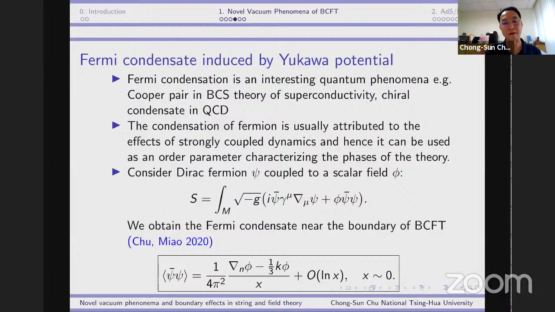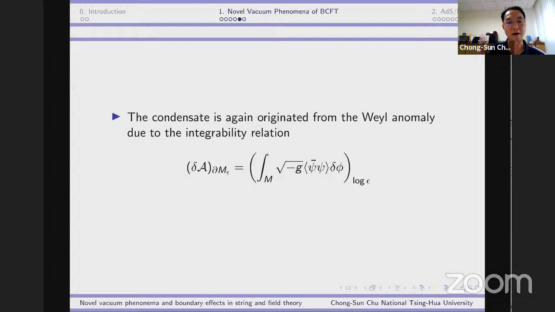So for example, the induced current I just talked about can actually occur even in QED with a massive electron. Okay, again, there's an integrability condition, and this is the relation which allows us to derive the condensate from the anomaly.